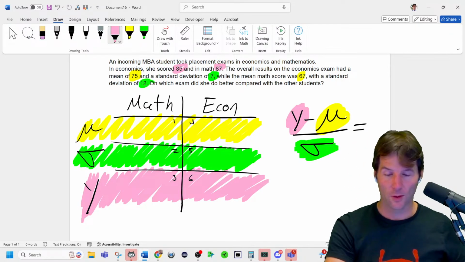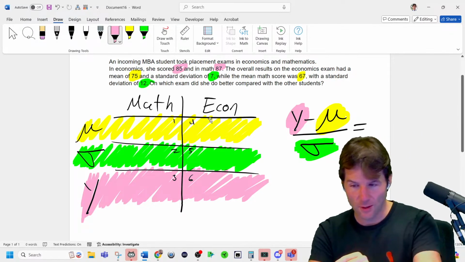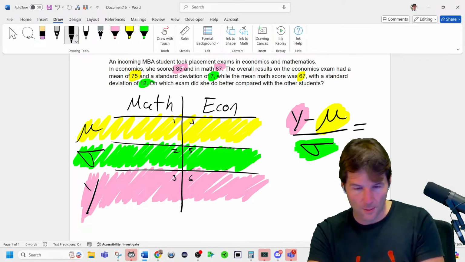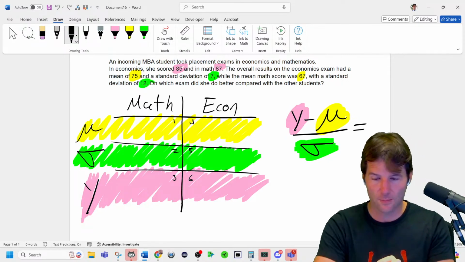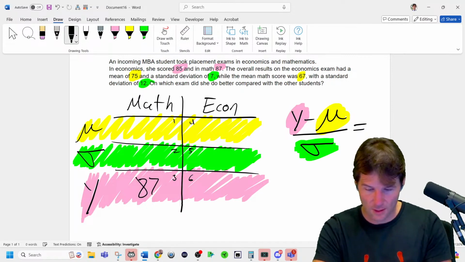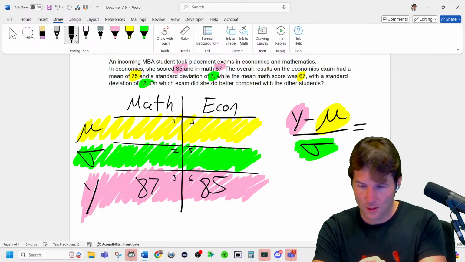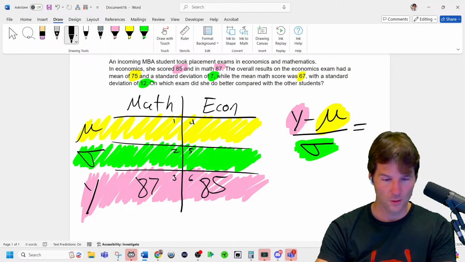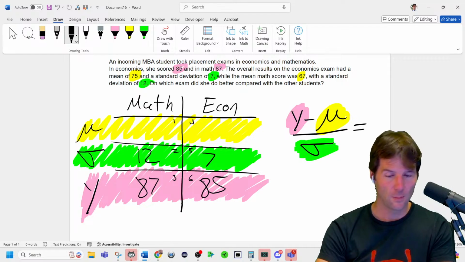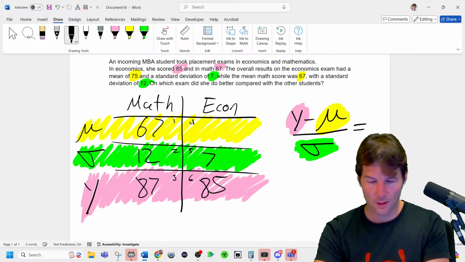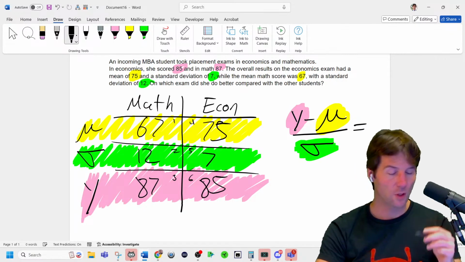And they go in order. So we're just going to plug in the values right here. And I guess we could write them. I think reverse the math and econ. So, whoops. This is why we color code them. 87, 85, and then it goes, econ is 7 and 12, and then math is 67 and 75. And then we're just going to plug them in.